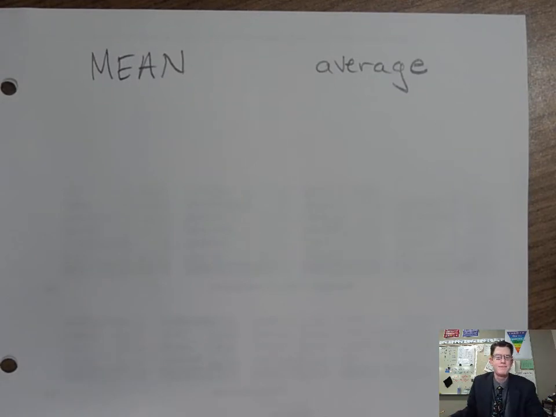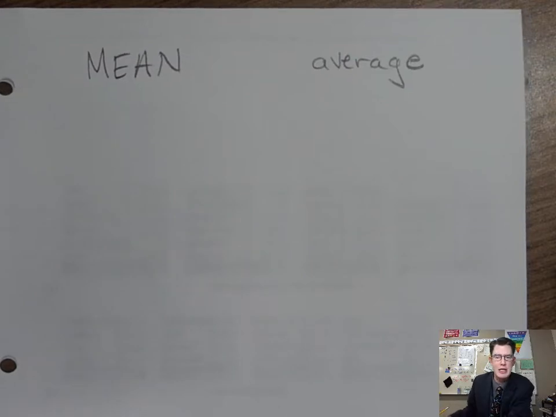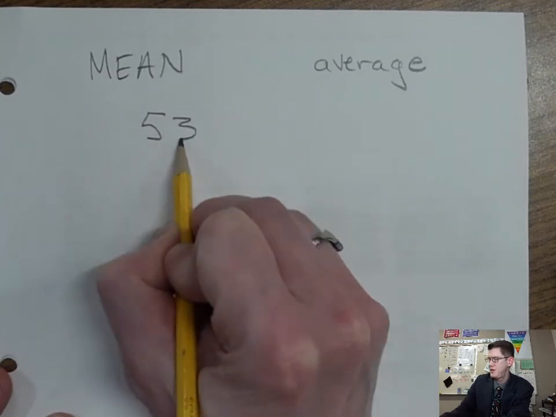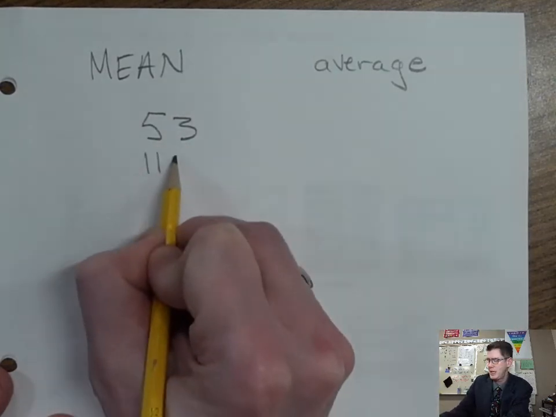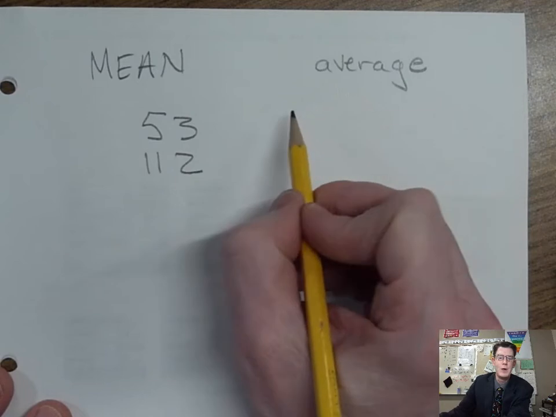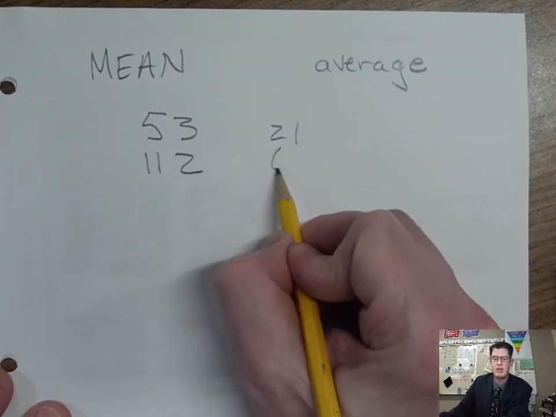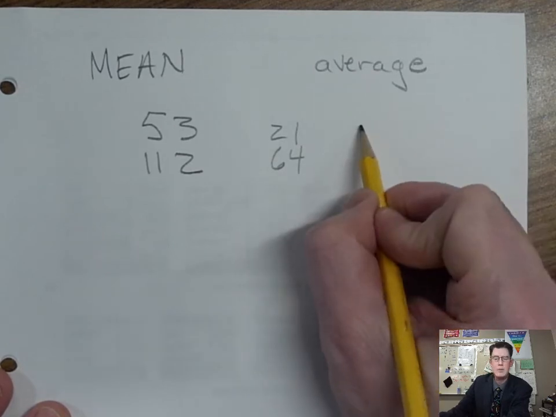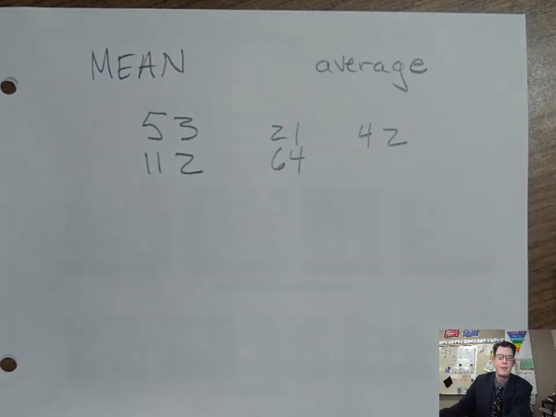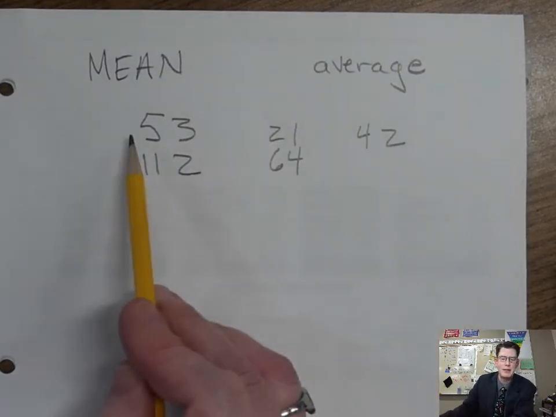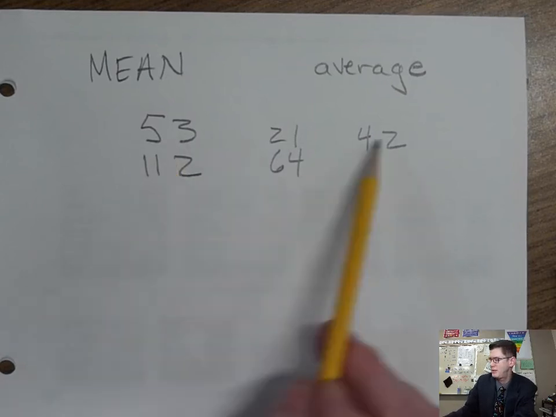For example, suppose I wanted to discuss teachers' ages at South Hills Middle School. So I went and I found some teachers. I found one that was 53, one that was, say, 112, one that was maybe, let's say 21, one that was 64, one that was, let's say, 42. And I got their ages, but I want to understand this data a little more simply than just those numbers.